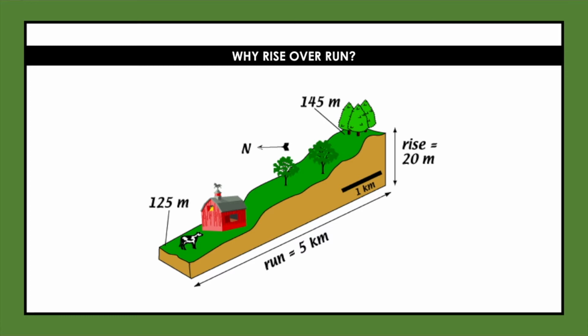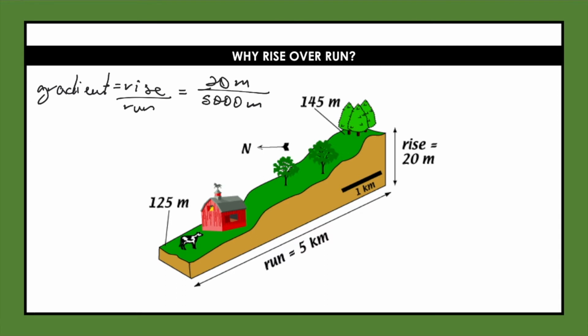Now, if gradient is equal to rise over run, and in this case rise is 20 meters and run is 5 kilometers, which is 5,000 meters, then we know that's going to give us a very small slope, and this means that this slope is not steep. It's a very gentle slope. You're just gradually walking upwards.